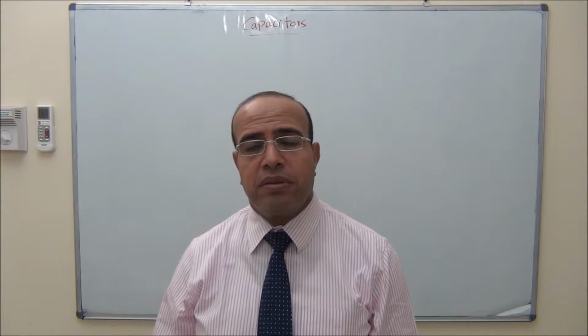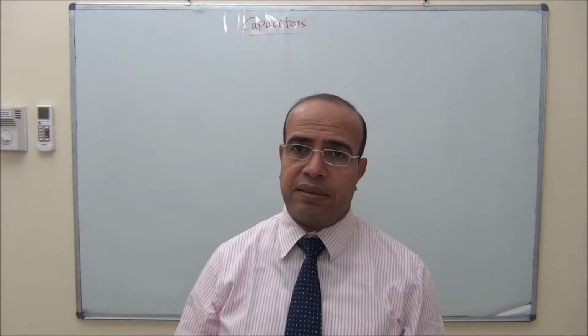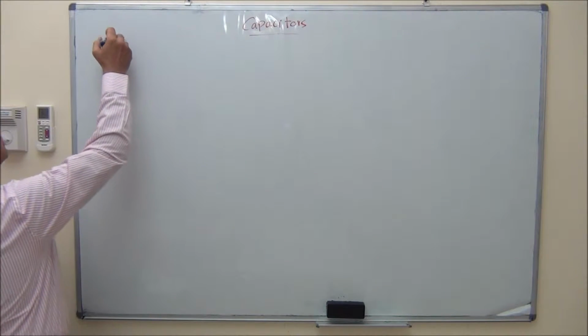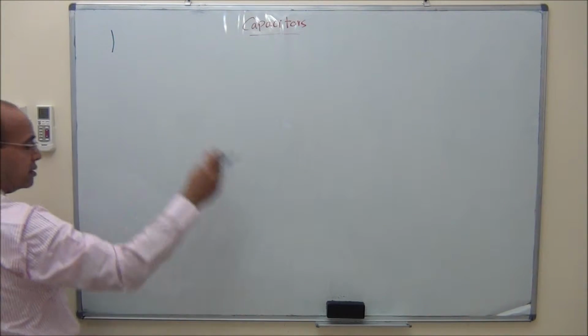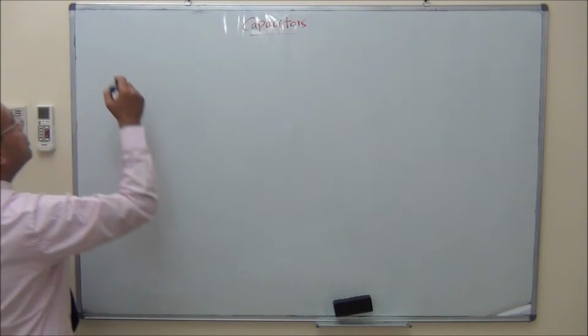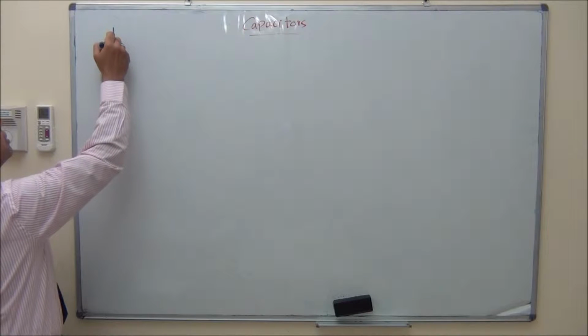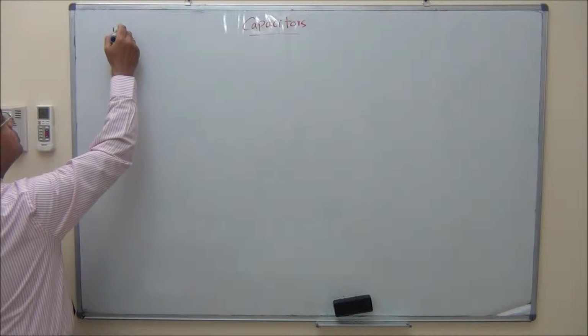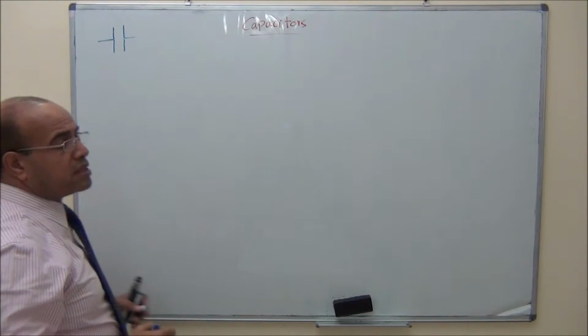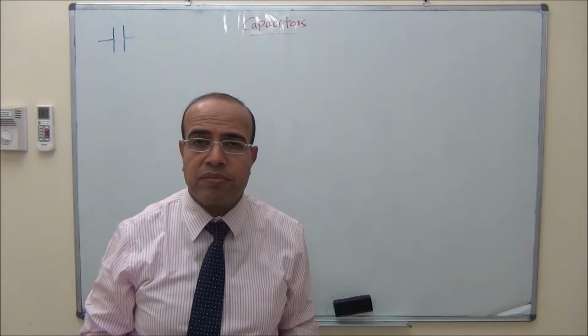The capacitor has a symbol in the circuit. The symbol of the capacitor in the circuit is like the cell, but the cell has one small and one big line, but in capacitors the two lines have the same length. So this is the symbol of capacitor.